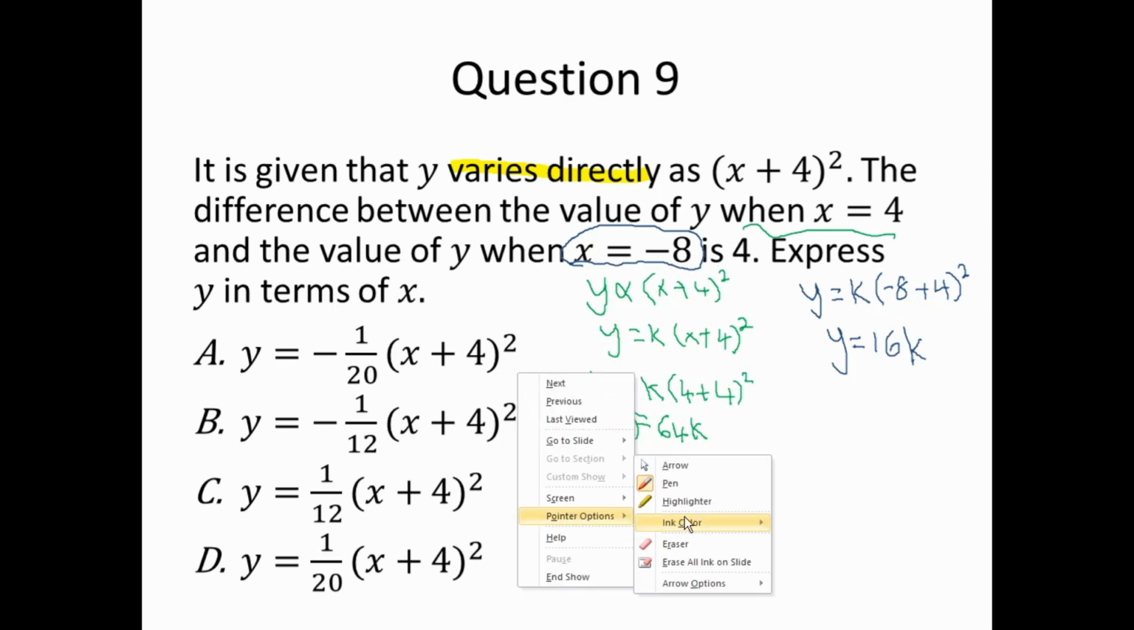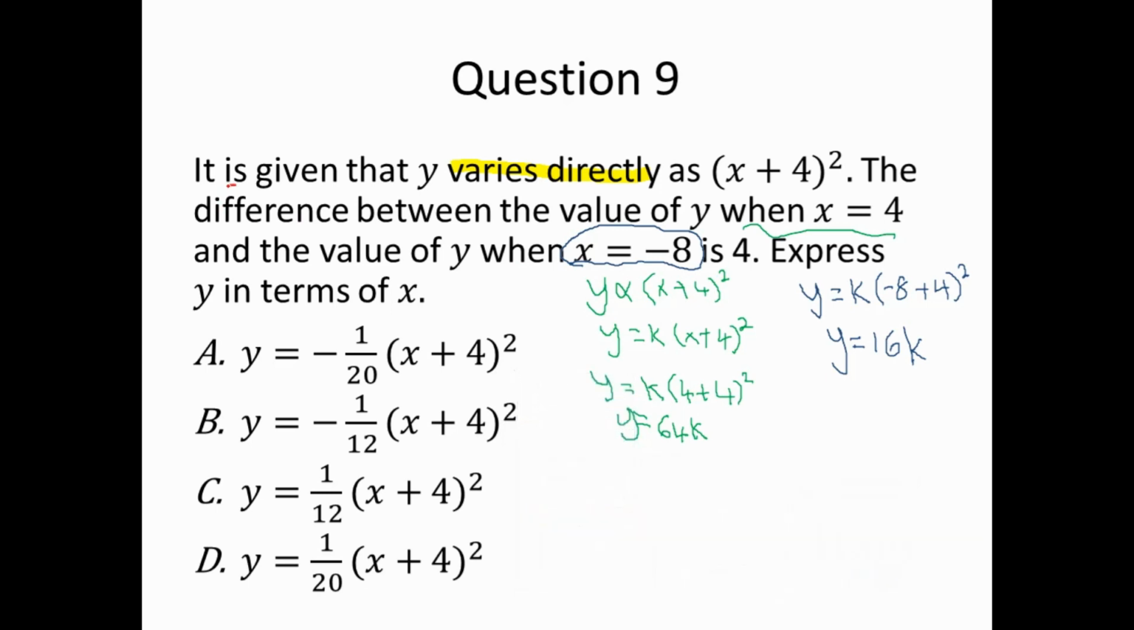The question states that the difference of the value of y, that means this y minus this y, the difference of them is 4. So 64k minus 16k equals 4. 64 minus 16 is 48.